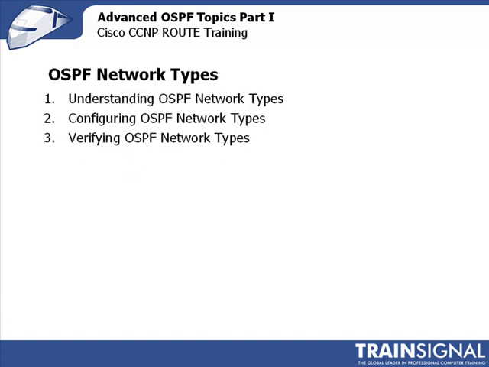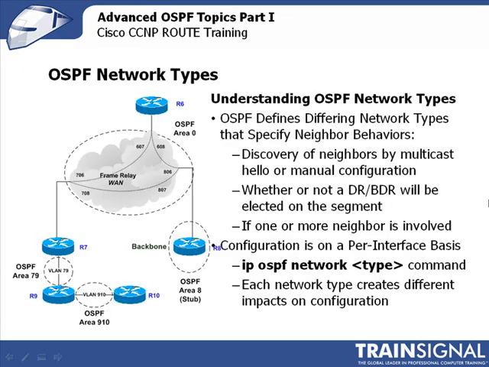OSPF actually has the ability to designate different types of networks, each with separate behaviors. So we want to look at those different network types, understanding what they do. We also want to figure out how to configure them, and then finally verify that they're functioning as expected. First, what are the purposes and what is necessary to understand in these different network types?